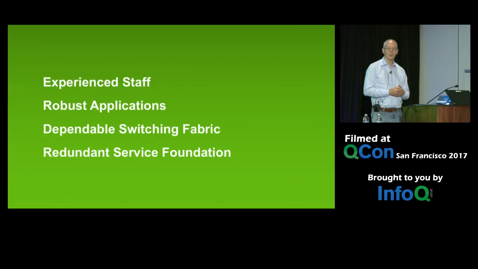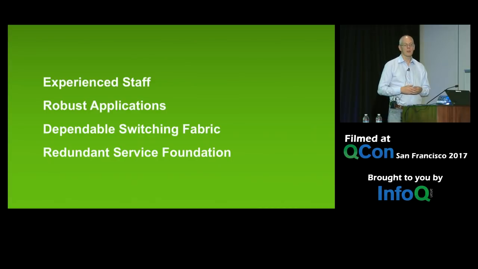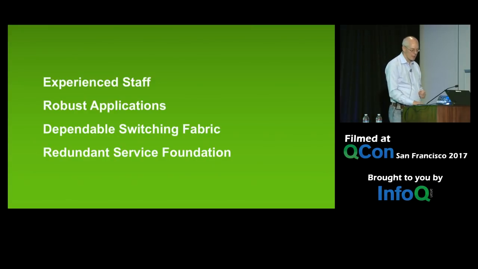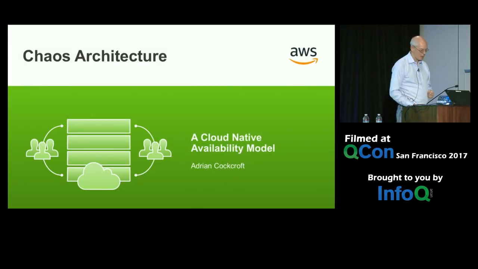You want a dependable switching fabric, meaning you exercise all of its error handling, failure modes, and code paths, right? You know what it does in all these different circumstances. It may still go wrong because it's hard to test these, but if you aren't testing it at all, you're going to be really screwed, right? And then you want a redundant service foundation. All your services and all your capabilities, you want to make sure you've got those distributed out. So that's what we'd like to have, and that's my cloud native availability model.